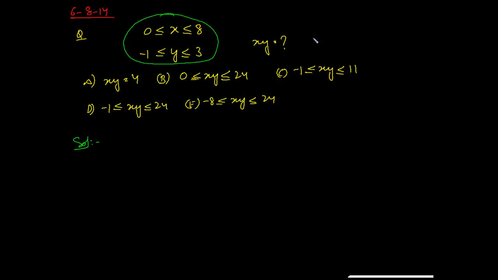This is a very regular question on the SAT, where they give you two inequalities like these and they ask you for x into y or x plus y or x minus y, and all of these can be done in the same way. What you need to do is make up all the combinations possible according to these values.